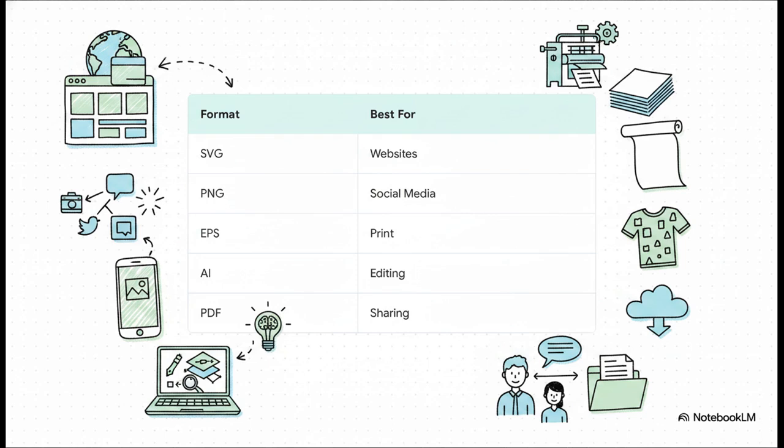SVG, that goes on your websites. PNG, that's for social media and slide decks. EPS is strictly for physical commercial print. AI is your master file for future editing. And PDF, that's your everyday sharing file. See, when you map it out like that, it's really that simple.